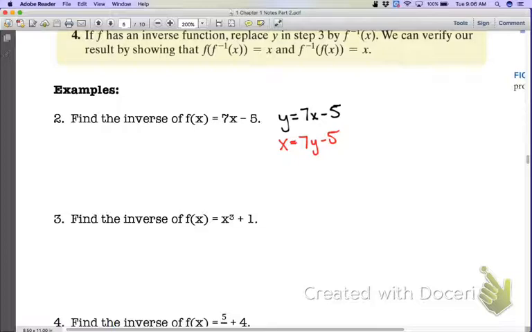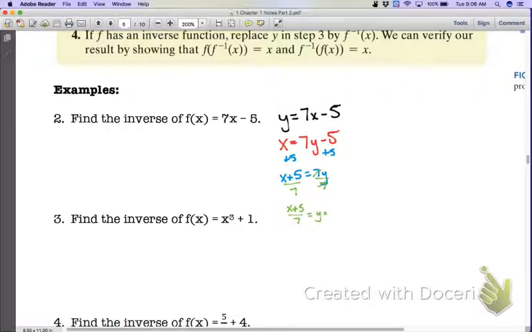And now it just becomes solving an equation for y. So how are you going to get y by itself? What's the first thing I need to do? Add 5. So I'm going to add 5 to both sides. Add 5 to the left, add 5 to the right. I have x plus 5 equals 7y. Now, how am I going to get y by itself? Divide everything by 7. So x plus 5 over 7 equals y.